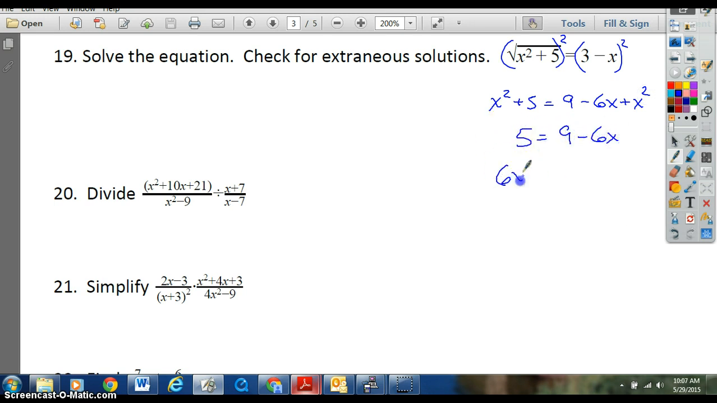So I'm going to add 6x over. I'm going to subtract 5 over. Looks like I'm going to end up with 2/3. If you plug 2/3 in, you will not get an extraneous solution, so you'll get a positive value here. Okay, due to time, you can do the check on your own.